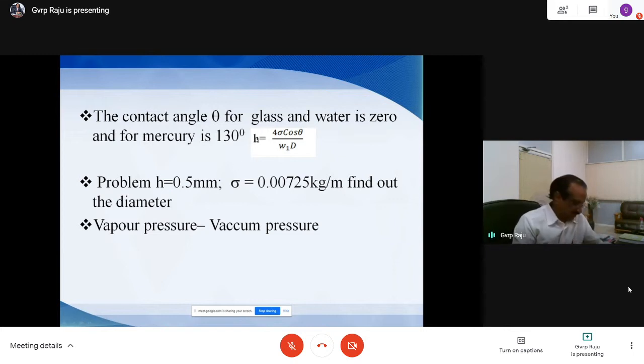So this h value is 0.5 × 10^-3, and this sigma value is 0.00725, and this cos theta is 1, and this w is 1000. So you can find out the diameter here. If you found out the diameter, it is 0.058 meters or 5.8 centimeters. Very simple, very simple.